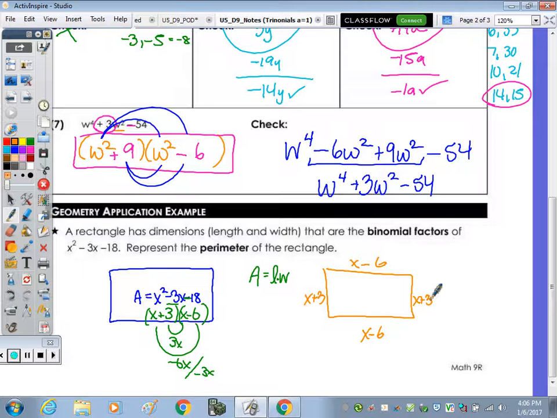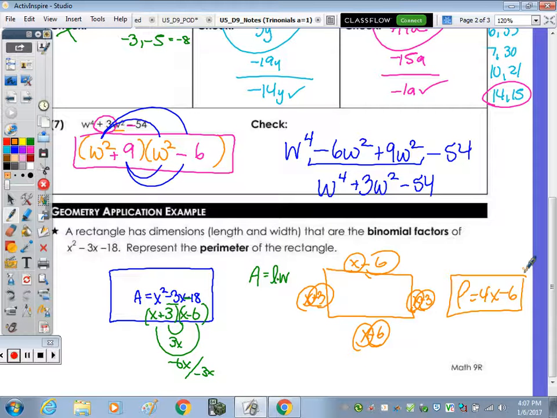The perimeter, we add up all the sides, and let's just combine it right in the picture. 1x, 2x, 3x, 4x. And then we have a positive 3 and a positive 3 is 6. 6 minus 6 is 0, and then 0 minus 6 is negative 6. So here's the perimeter, okay? Represent usually means in terms of x, and it is in terms of x.